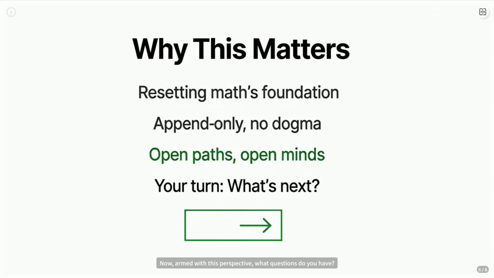Now, armed with this perspective, what questions do you have? What puzzles will you approach differently? The floor is yours.